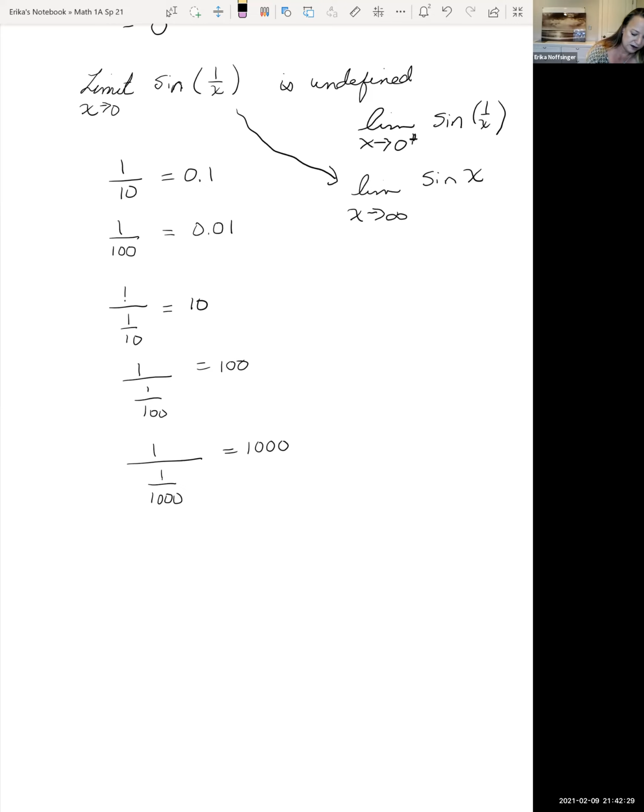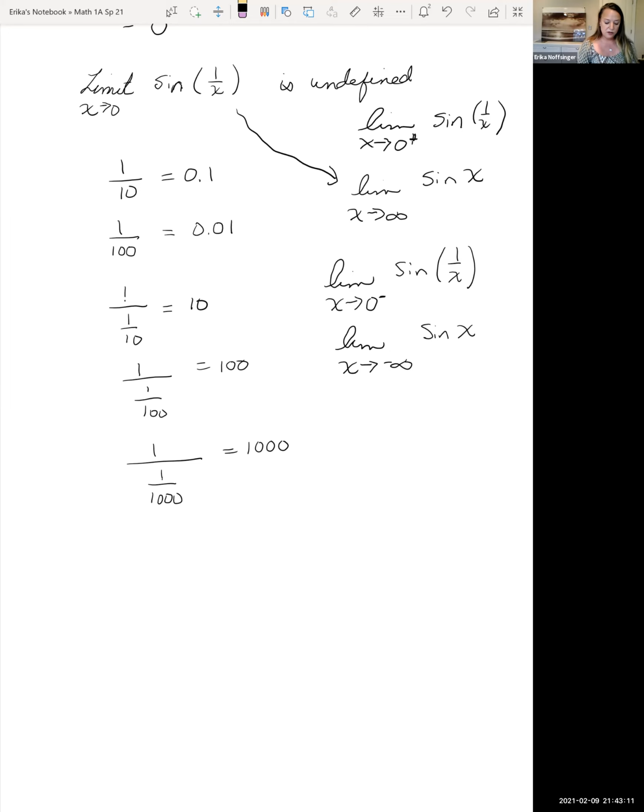If I was looking at what happens when I plug in negative numbers that are close to 0, so let's look at the limit as x is approaching 0 on the left-hand side of sine of 1 over x. When I'm plugging in negative numbers close to 0, like negative 0.1, negative 0.01, those are going to go to negative infinity. And so this is the same kind of idea as the limit as x goes to negative infinity of sine of x.